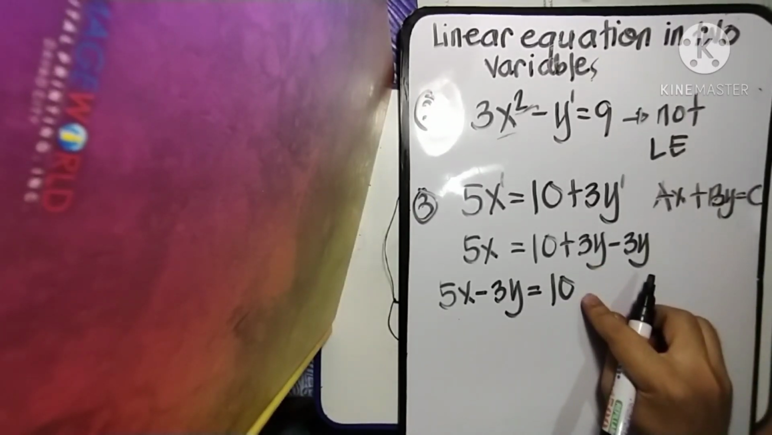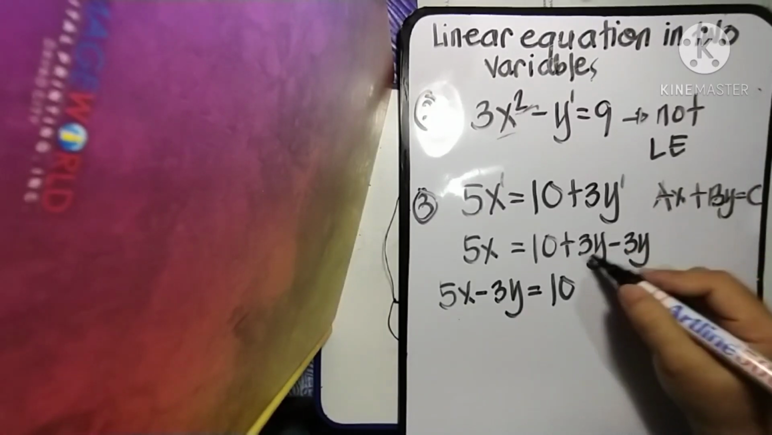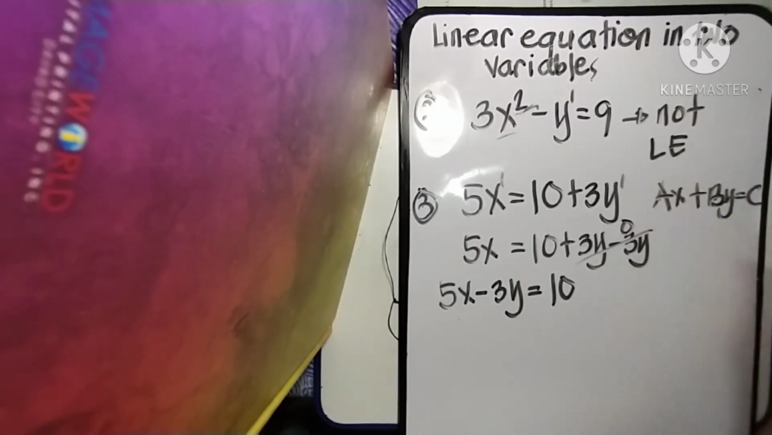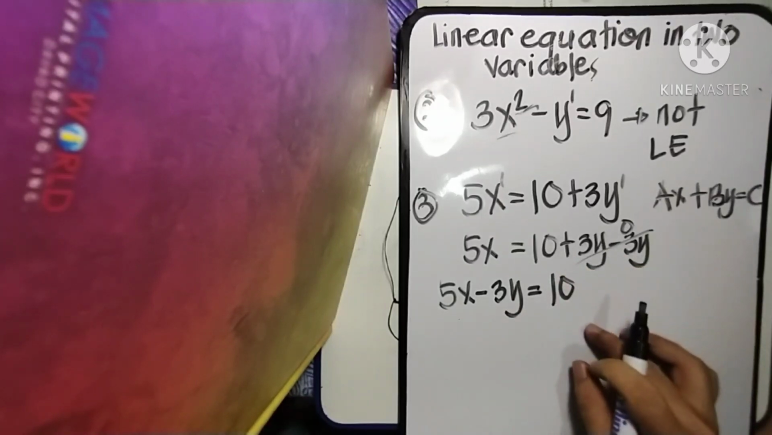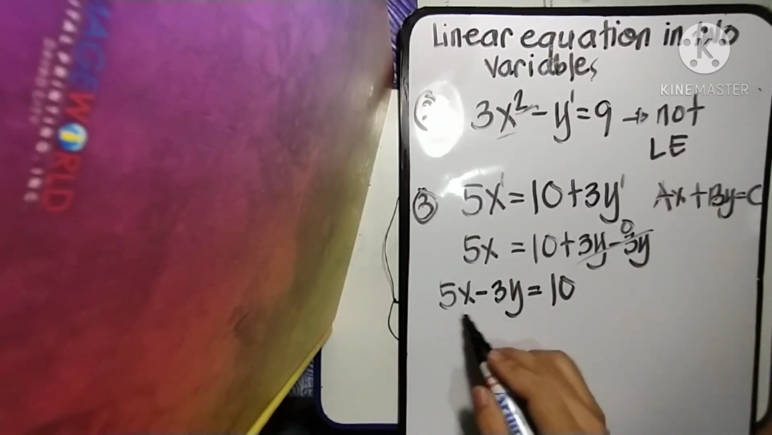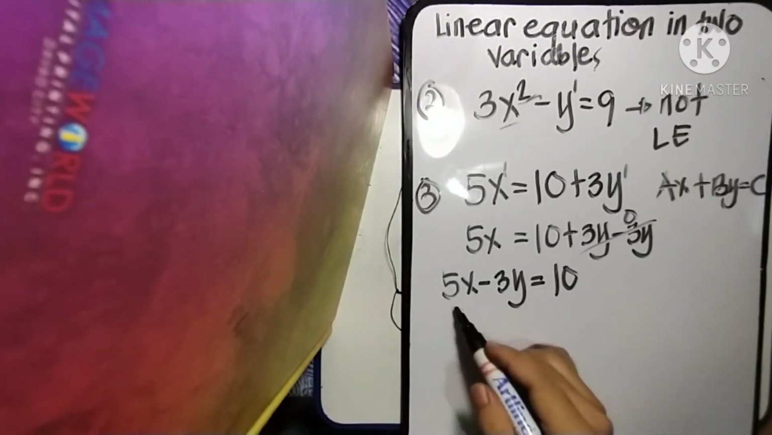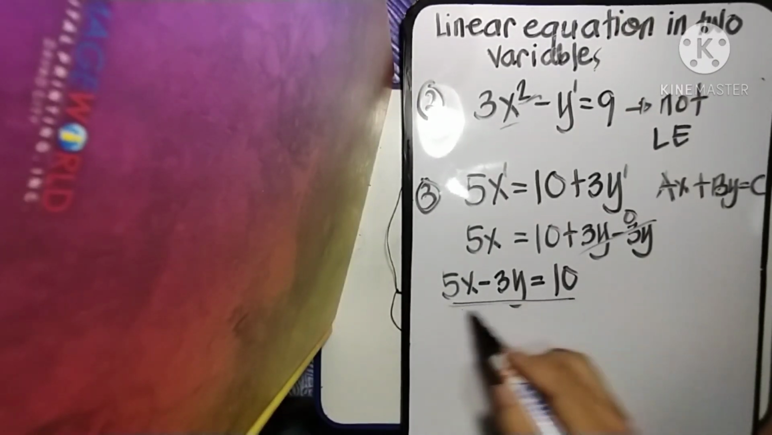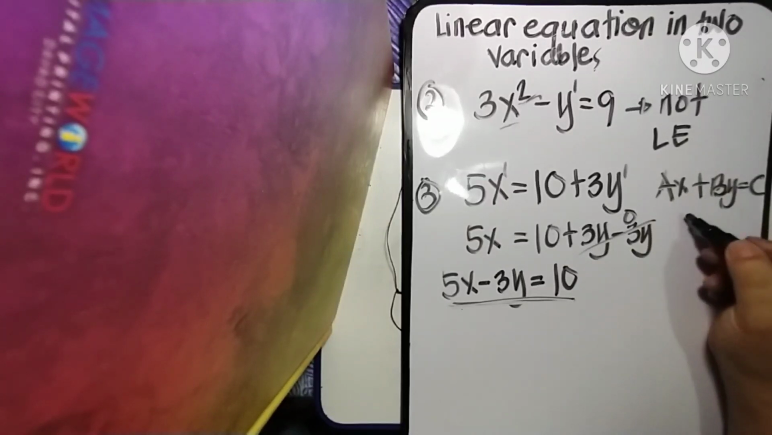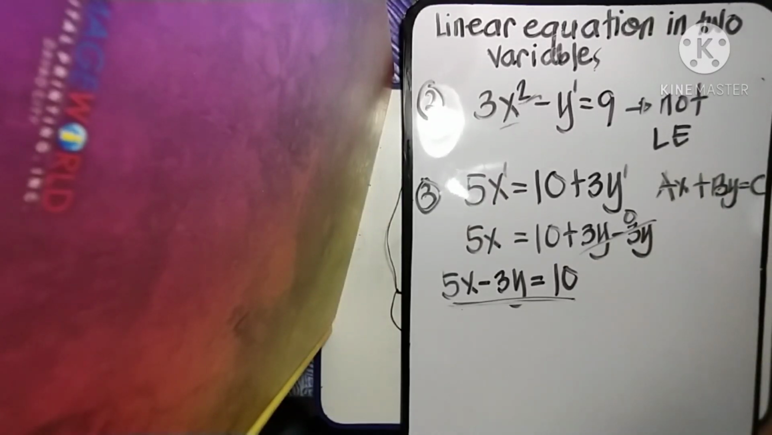Ang 10 na lang ang nabilin. 3y minus 3y is makancel na, which is equal to 0. So, remaining is 10. So, we have now 5x minus 3y is equal to 10, which is written in standard form, which is ax plus by is equal to c.